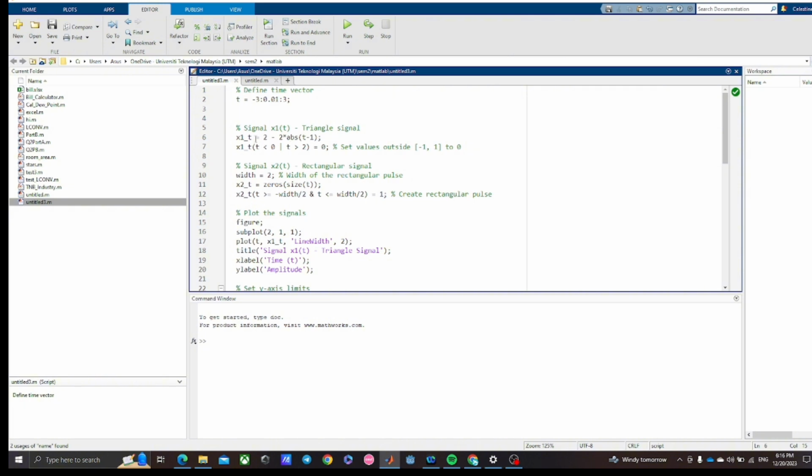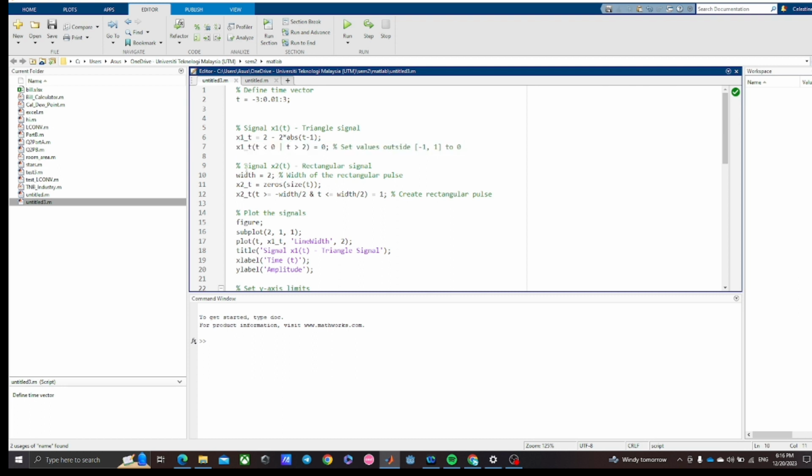And after that, I declare a signal x1(t), and it is a triangle signal. So to construct a triangle signal, I use the equation 2 minus 2 times the absolute value of t minus 1. Because the triangle signal has a changing point at t equals 1, and also I set the values outside the range -1 to 1 to become 0. So I declare like that.